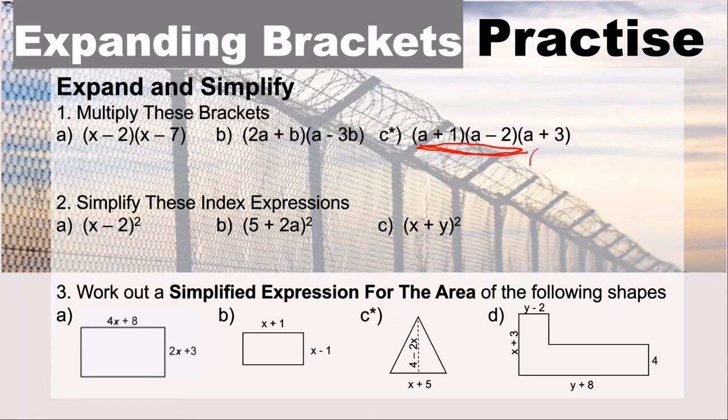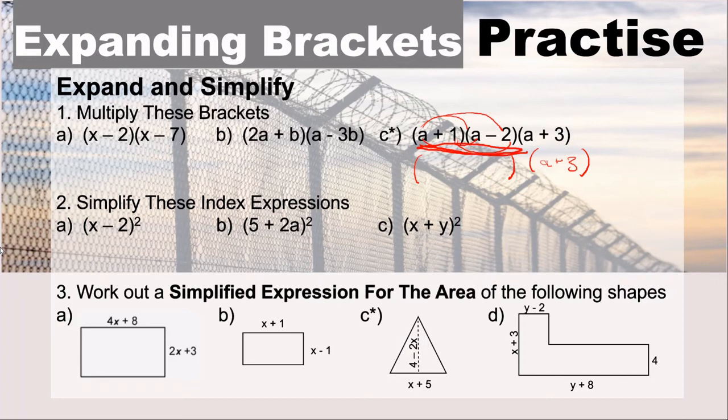And I'm going to write A plus 3 after my result. So I'm going to expand out these first 2 sets of brackets. So I'll do A times minus 2, 1 times A, and 1 times minus 2, and I'll write my result inside this bracket here. Simplify your expression, and once you've got your 3-term expression, multiply that by the 2nd bracket.